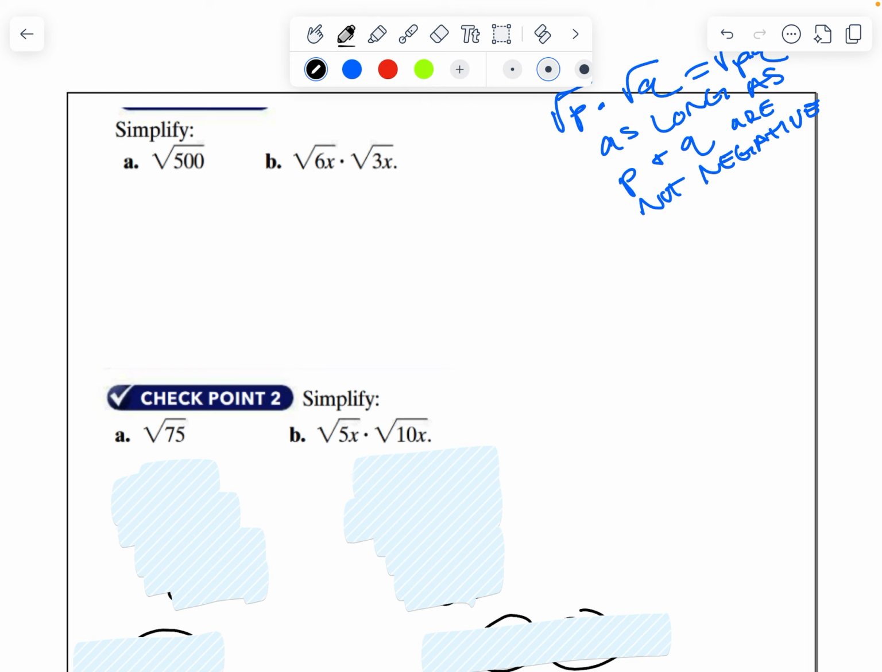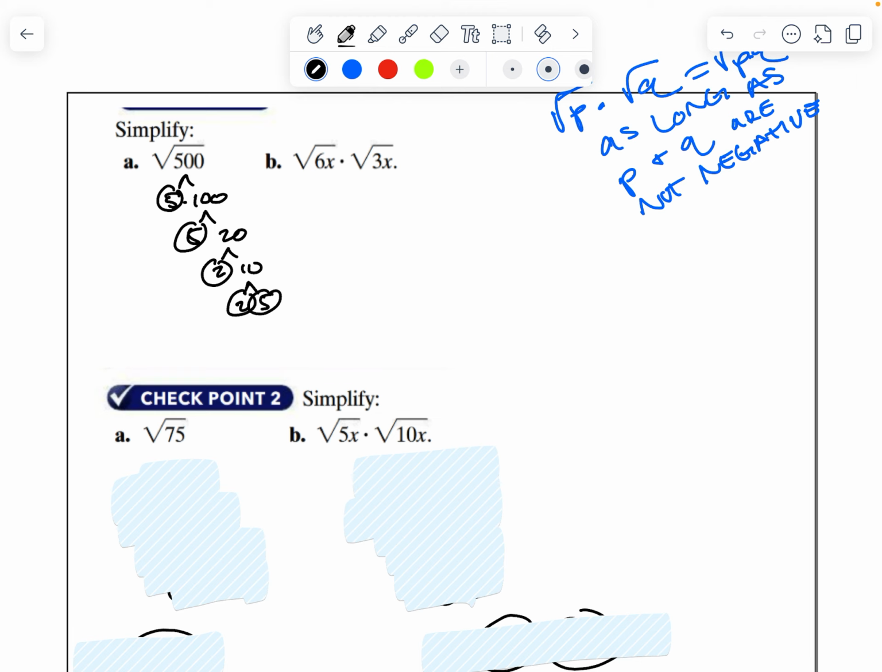What you're going to do is break it into all of its prime factors using a factor tree. So for example, on the square root of 500, I know 500 is divisible by 5 and 100, right? 5 times 100 is 500. 5 is prime. I can't break it down any further, so I circled it. 100, I can divide into 5 and 20. Can't break the 5 down any further. 20 is 2 and 10. 10 is 2 and 5.